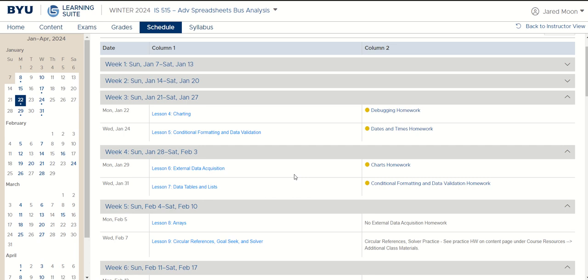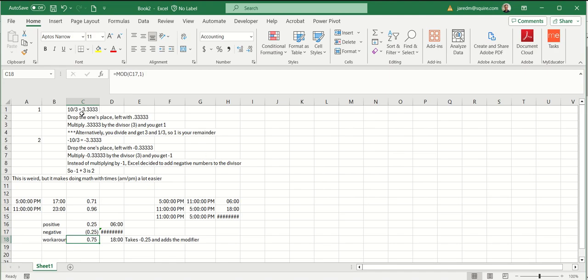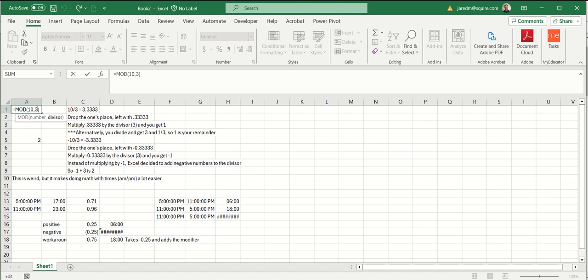So now on to the mod function in Excel. I have an example prepped. So if you feel good about mod, you can turn this off now. If you want to know a little bit more about it, stay tuned because we're going to go over it right now. In the simplest terms, what the mod function does is it says, give me a number and tell me the divisor, and I'll give you the remainder.